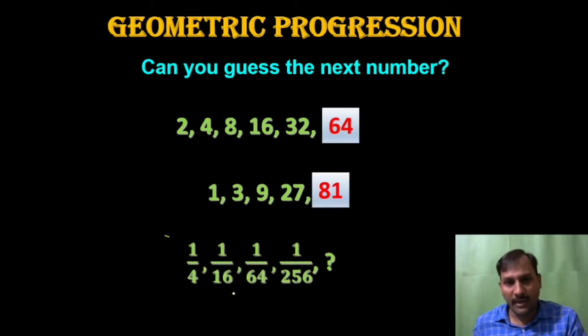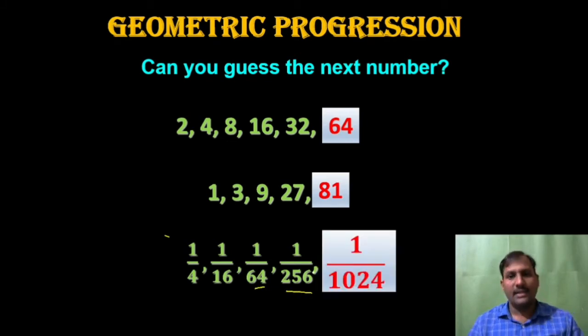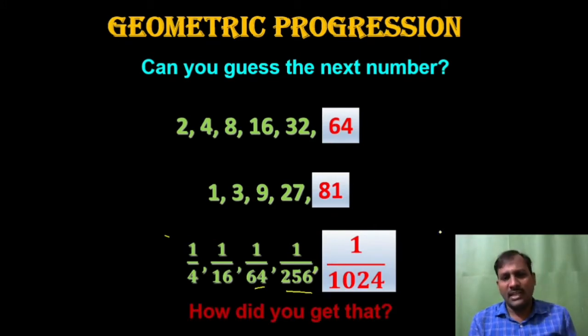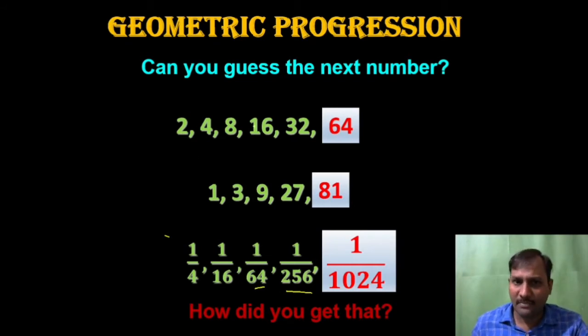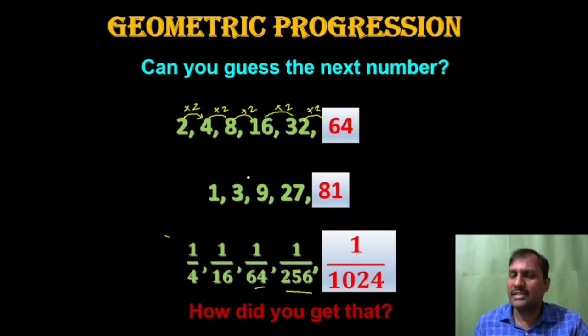1 by 4, 1 by 16, 1 by 64, 1 by 256. Can you guess what is the next number? Yes, it is 1 by 1024. Now, tell me, how did you get those numbers? So here, if you observe, each number is multiplied by 2. 2 into 2, 4. 4 into 2, 8. 8 into 2, 16. 16 into 2, 32. And 32 into 2 is 64.